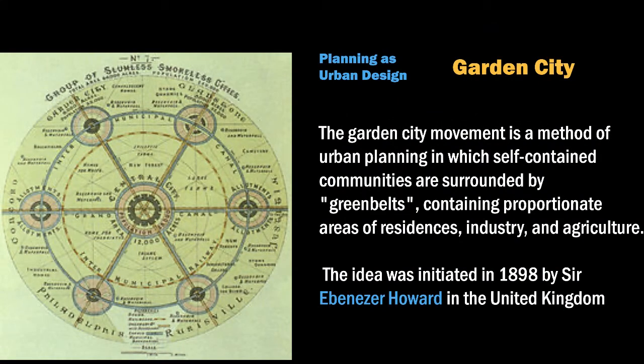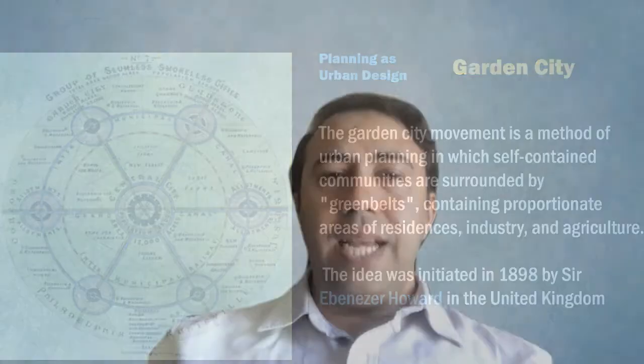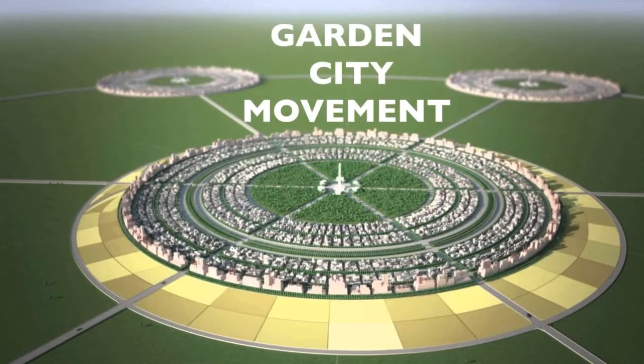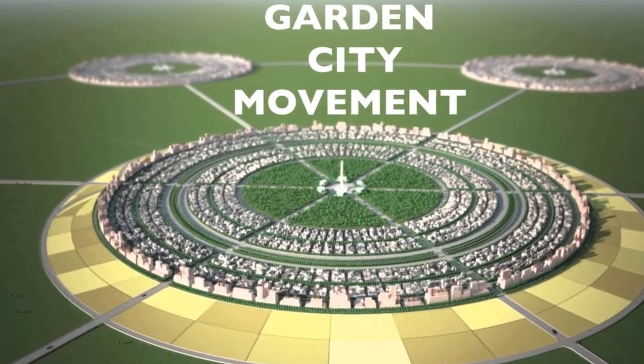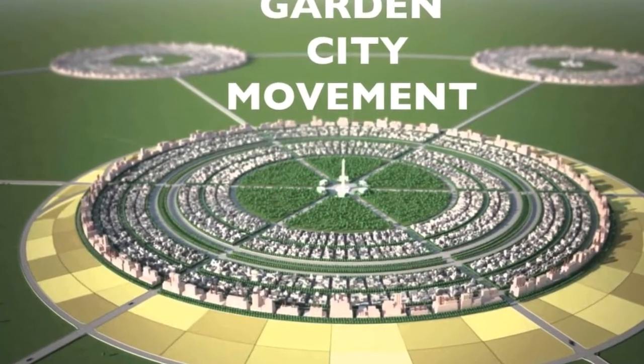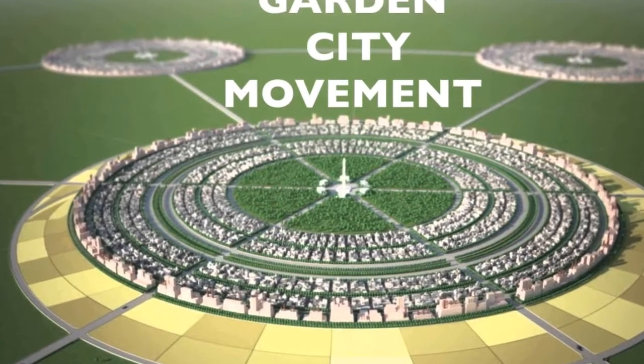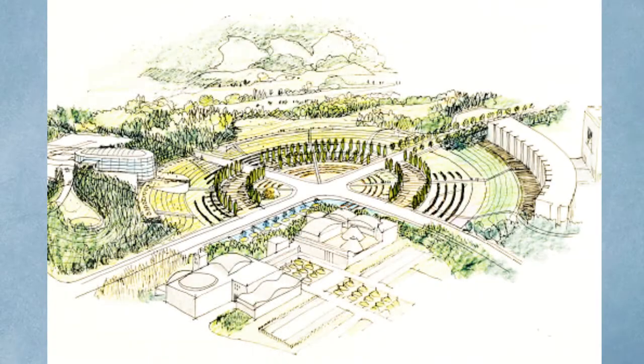About the same time, the other influential urban design concept in the late 19th century was the Garden City movement by Ebenezer Howard in the United Kingdom. This urban planning model suggests self-contained communities surrounded by green belts. When a garden city reached full population of about 30,000 to 60,000 people, another garden city would be developed nearby. Some communities around the world have been developed with garden city concepts.